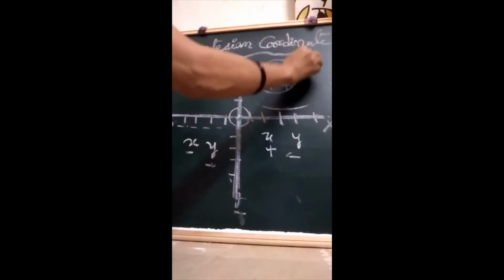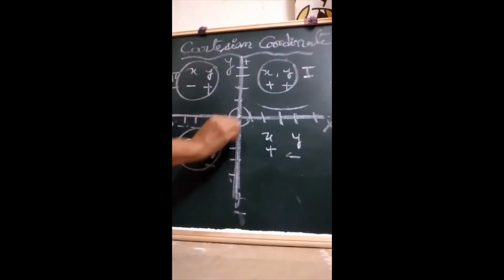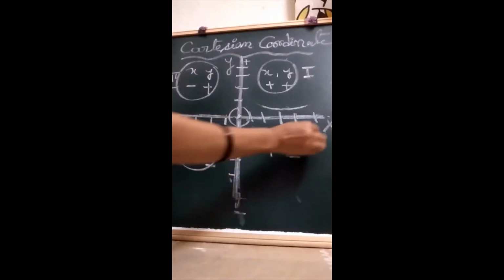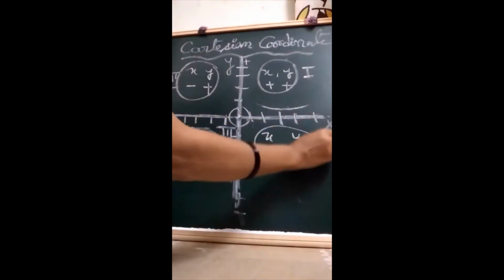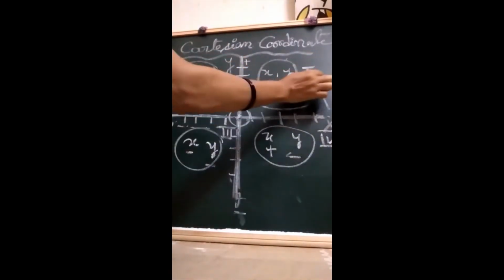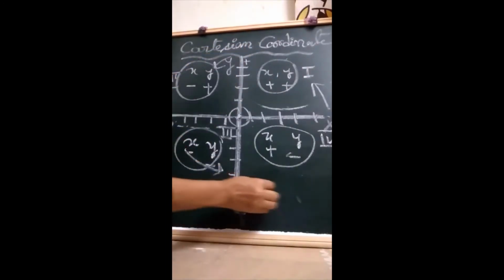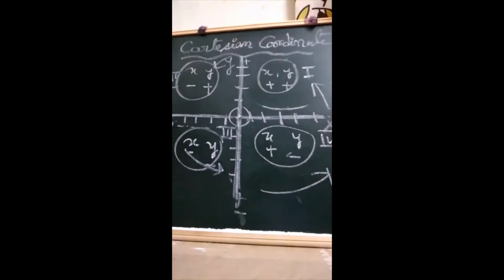This is segment 1, known as zone 1. This is segment 2, known as zone 2. This is segment 3, known as zone 3. And this is segment 4, known as zone 4. The zones move anti-clockwise. So the Cartesian coordinate system is divided into 4 zones.